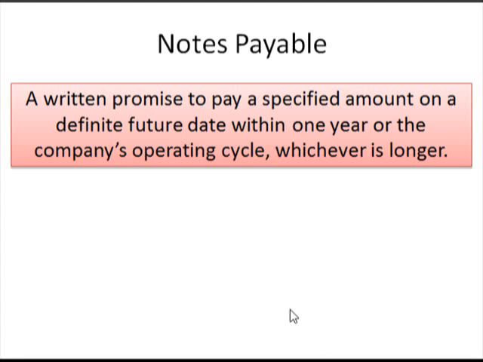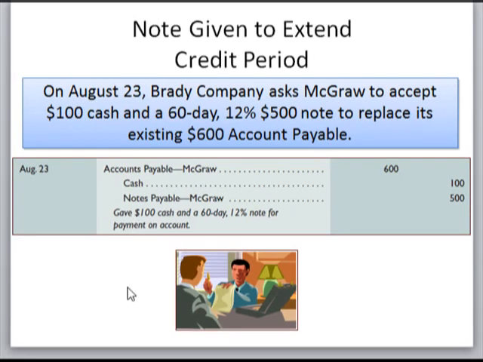A note payable is basically an IOU. It is a written promise to pay a certain amount, and interest is always attached to it. It's part of current liabilities because it will always be due within a year or the company's operating cycle. If it's something that's longer than that, and some notes do go beyond a year, it will be part of long-term liabilities and not current.